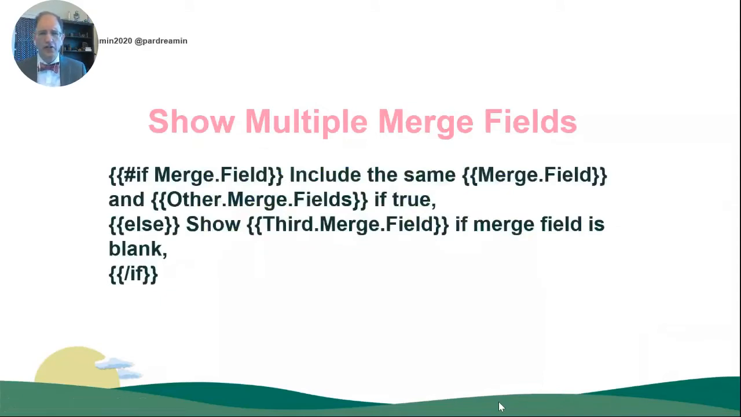So here's the first little trick: you can show multiple merge fields inside of the statement. If the merge field has a value in it, it can include the same merge field value and other ones, again, if that condition is true. Else you show a third merge field if the merge field is blank. So it doesn't matter, you can put as many merge fields as you want into the if statement or the else statement. You can include everything that you want in there.